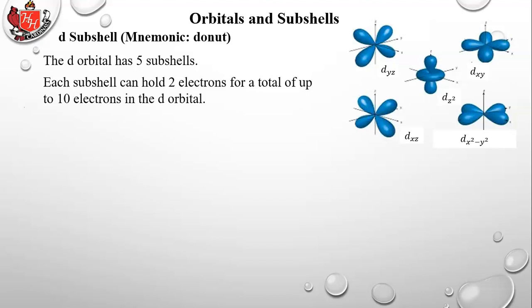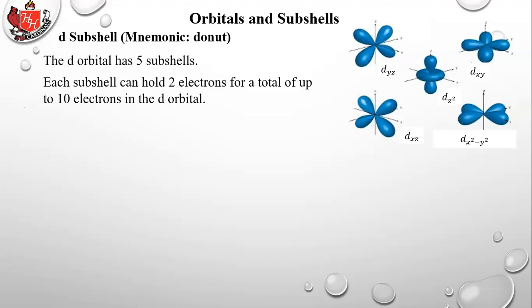So the first one is called the DYZ, and its lobes are in between the Y and the Z axes. You can see that in the upper left. The DXY, the lobes are in between the X and the Y axes. And the DXZ, the lobes are in between the X and the Z axes. So those three are kind of easy to remember.